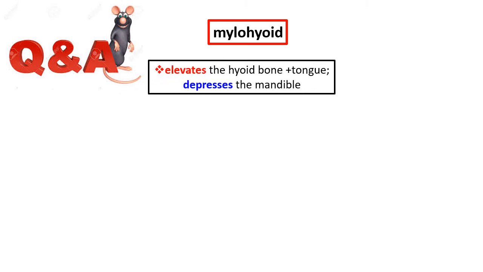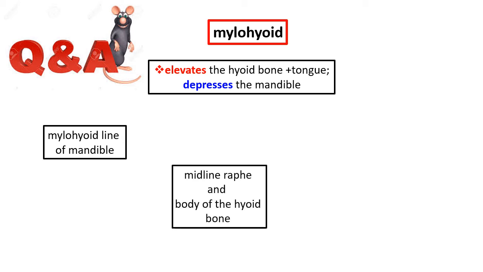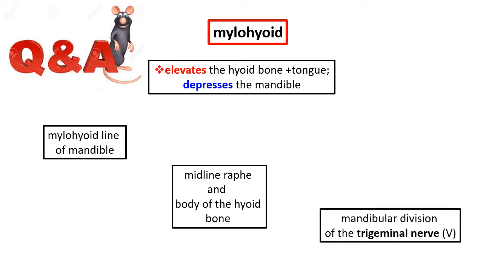What does it do? It elevates the hyoid bone and the tongue and depresses the mandible. It attaches on the inside of the mandible into a line called mylohyoid line, and the right and the left one, they meet in the middle, called the midline raphe, and then the raphe attaches to the body of the hyoid bone, and it is supplied by mandibular division of trigeminal, and it makes the floor of the mouth.